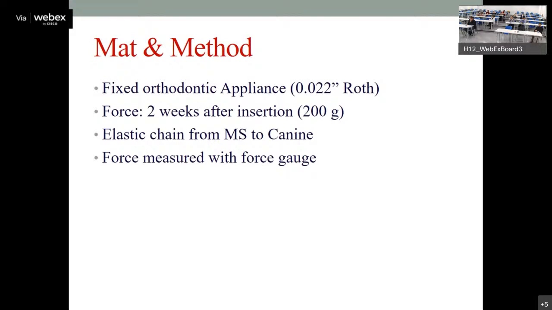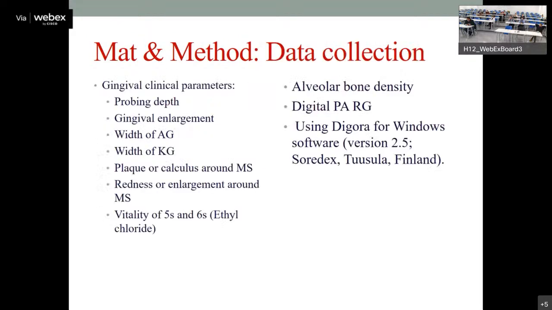We started our force application after 2 weeks of insertion with a force level of 200 grams. We made sure that the force was standardized by using a force gauge to measure it. The force was applied through an elastic power chain from the microscrew to the hook on the canine bracket in order to move the upper anteriors back.